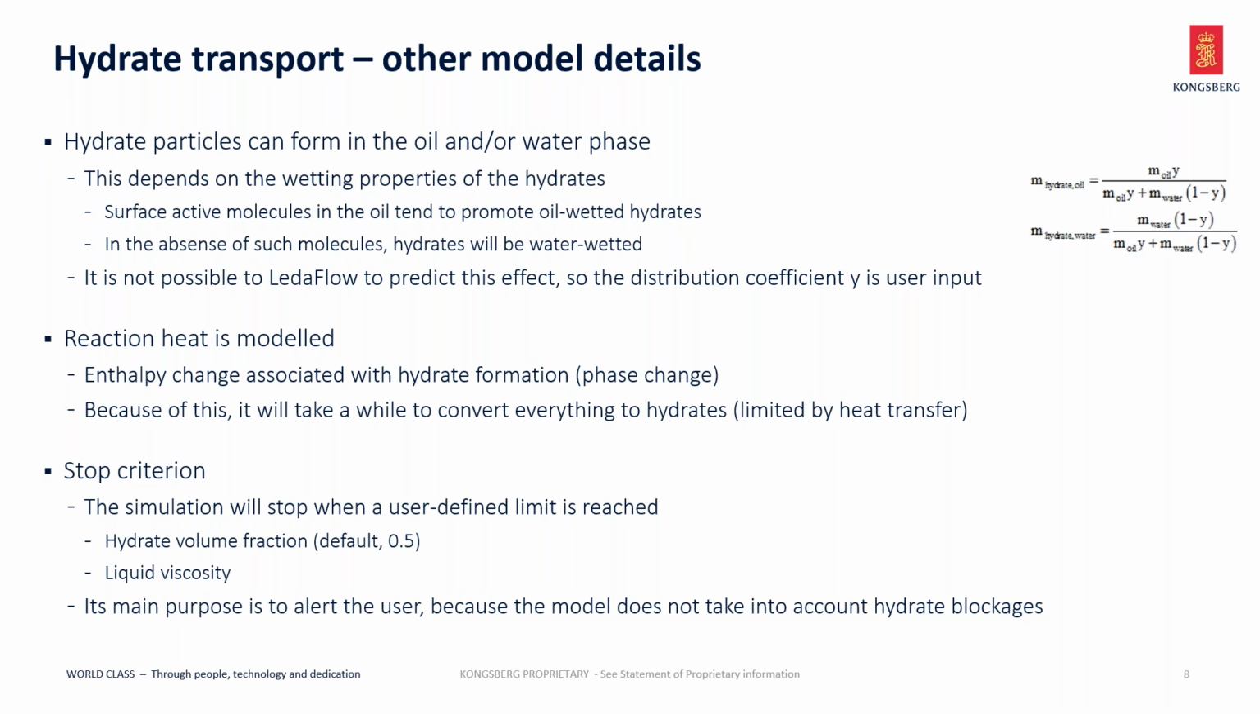And then finally, we have a stop criterion in this model, which will stop when a user-defined limit is reached. The hydrate volume fraction is normally the standard stop criterion. By default, it's set to 50%. That will mean that as soon as we have a local volume fraction of 50% hydrate particles, the simulation will stop. Alternatively, you can use a stop criterion based on the liquid viscosity, so that when the viscosity gets too high, the simulation is also stopped. The main purpose of this stop criterion is to alert the user to any possible hydrate blockages. We don't know exactly when the hydrate blockage occurs, but this is just to be conservative, basically.